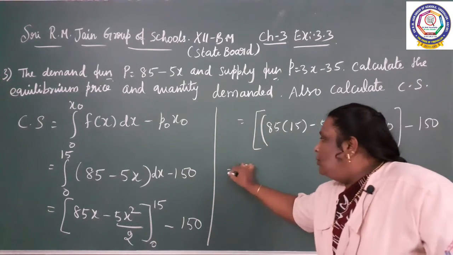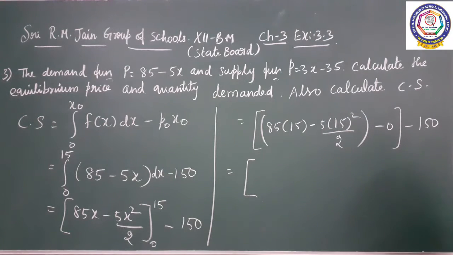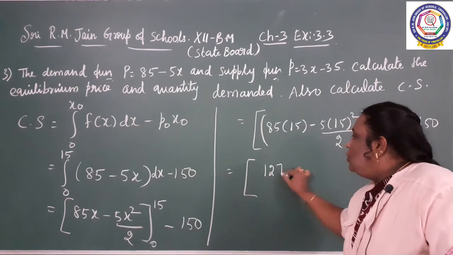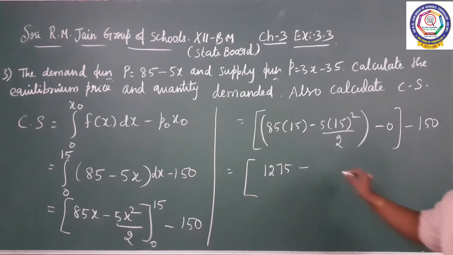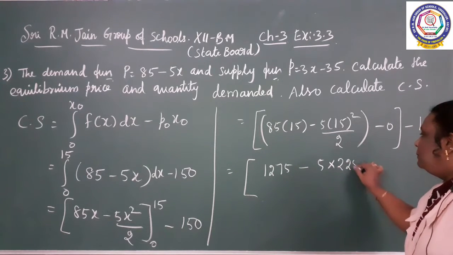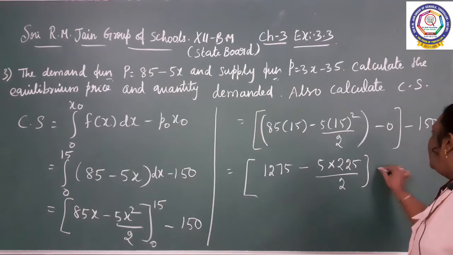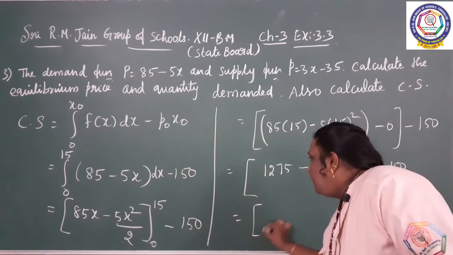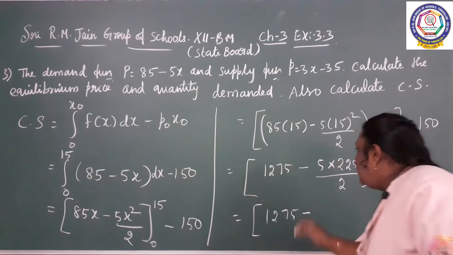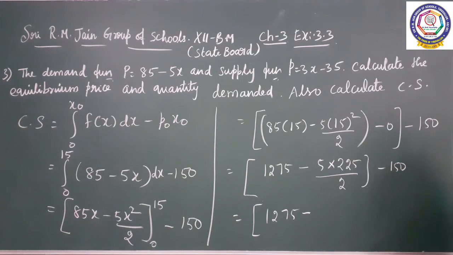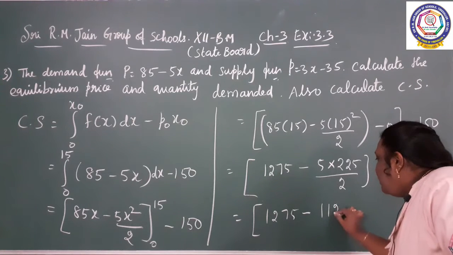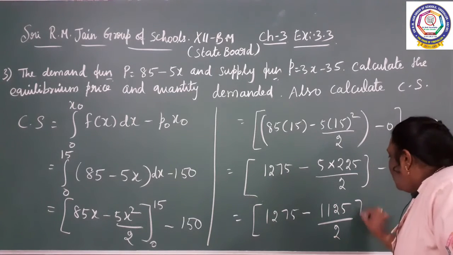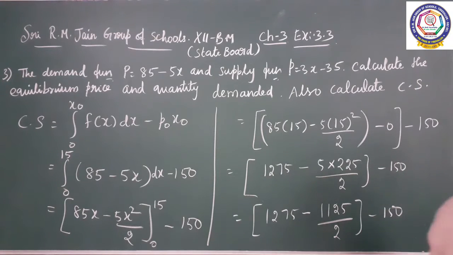So what is the value? 85 into 15. You can do it everything and check the answer. 1275 minus 5 into 15 square is nothing but 225 by 2, minus 150. So 1275 minus 225 into 5 is 1125 by 2, minus 150.